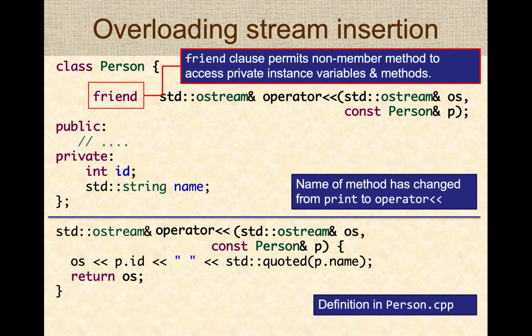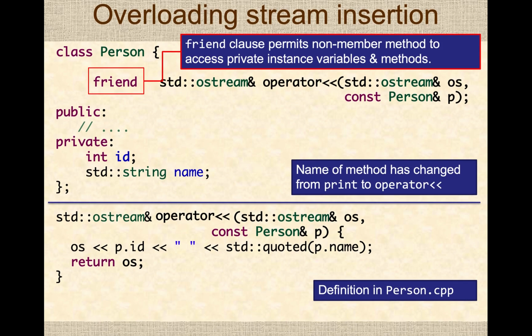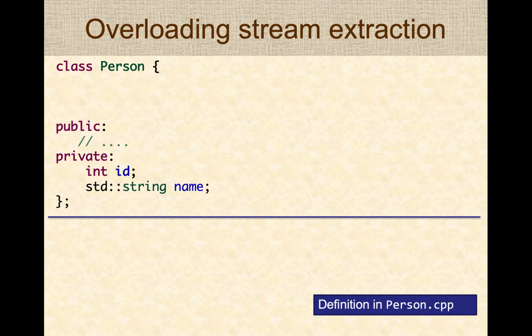So we are defining a friend keyword there. And that's about how to define a stream insertion operator. Now let's look at how to do stream extraction to read information for an object. So assume the same person class is defined.